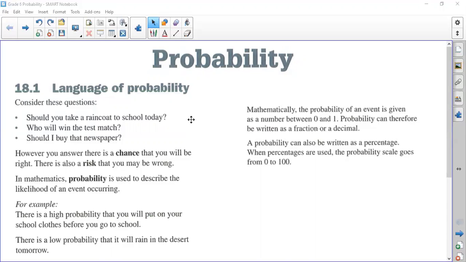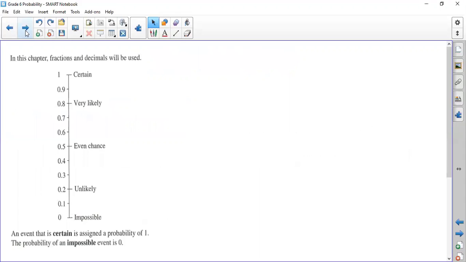The probability of an event is given as a number between 0 and 1. Probability can therefore be written as a fraction or decimal. A probability can also be written as a percentage. When percentages are used, the probability scale goes from 0 to 100. So in this chapter, we'll use fractions and decimals to show probability.